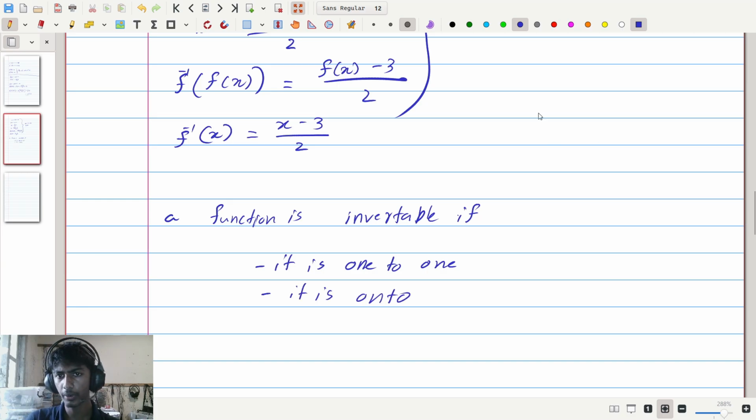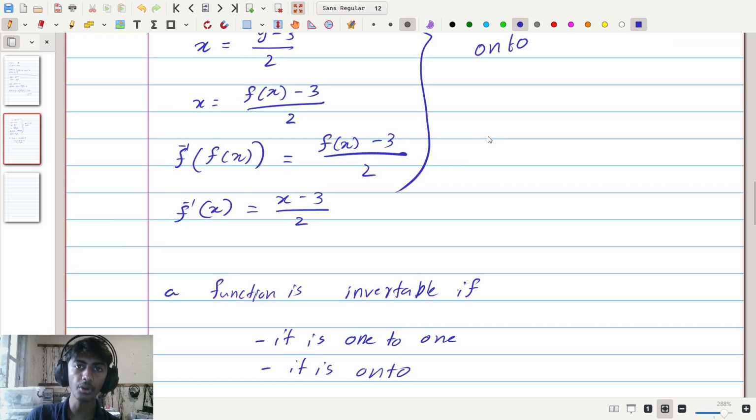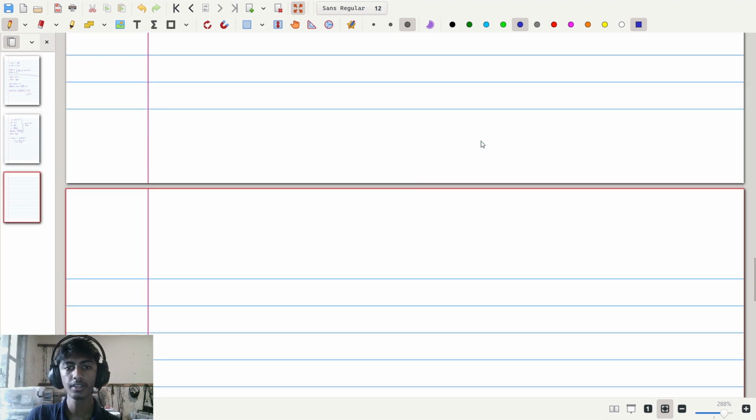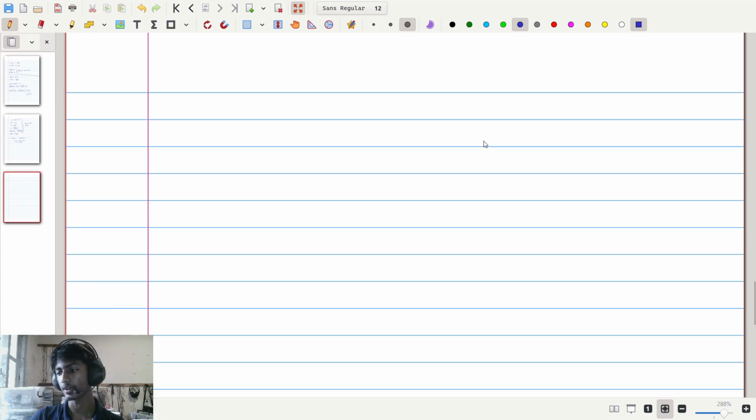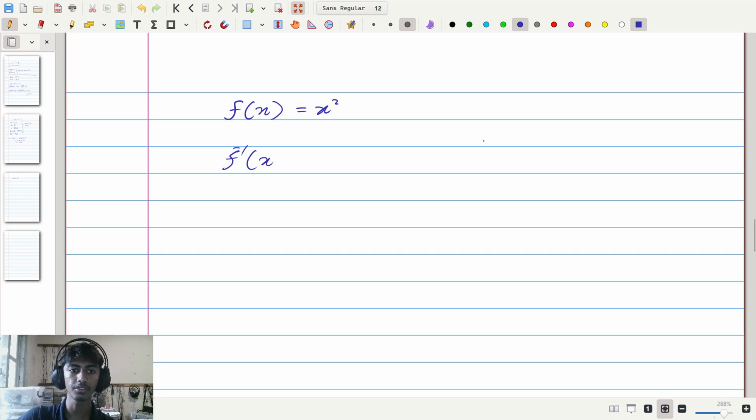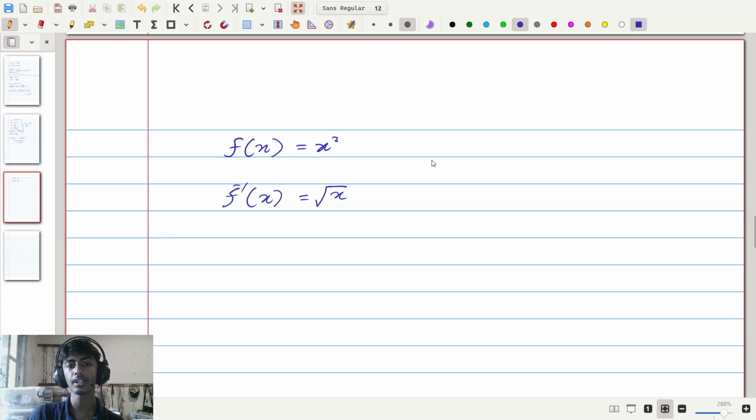So I'll show you now an example of a function that is not invertible exactly. The function f(x) equals x squared. If you take this function f(x) equals x squared, you might think, oh, that's easy, f inverse of x should be the square root of x, right? Because the square root of the square is the number itself. No, it's not. It's not. I'll show you why it's not, and I'll show you why you might think that it is.